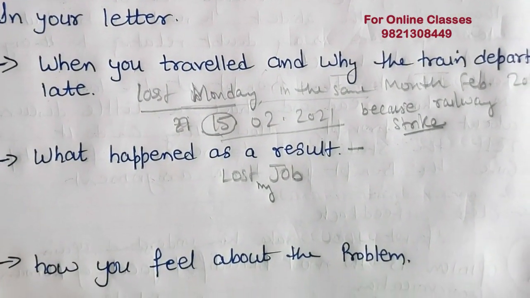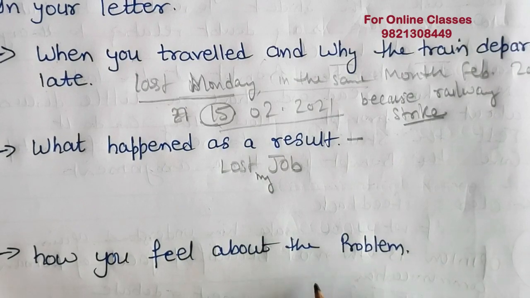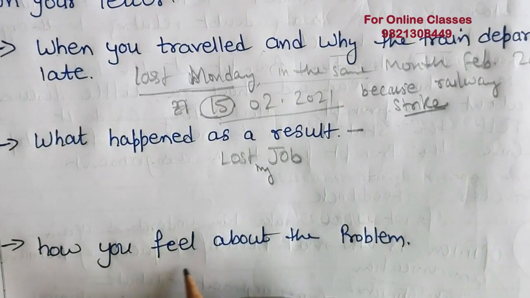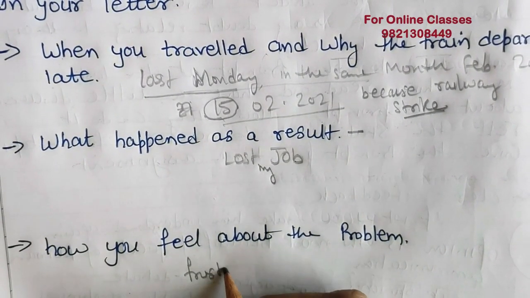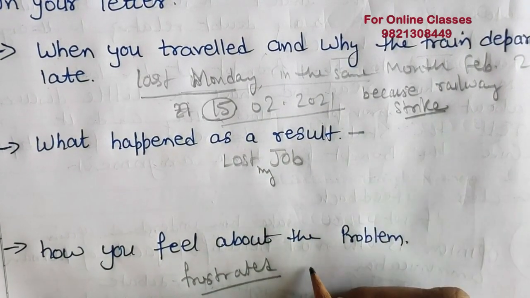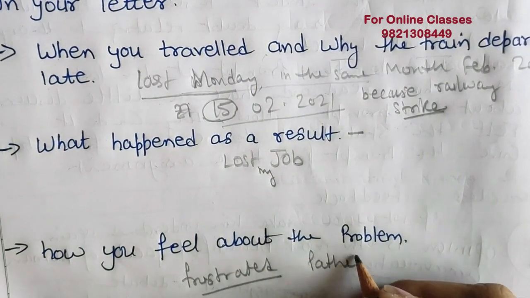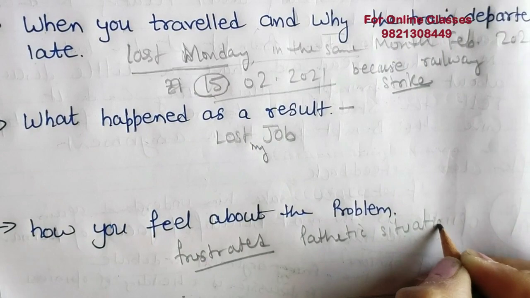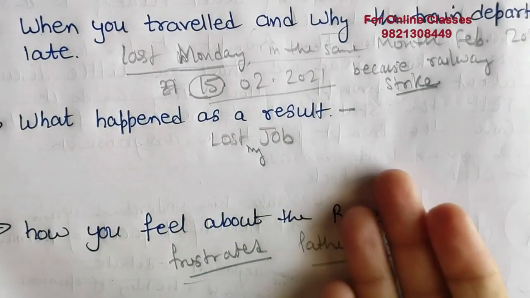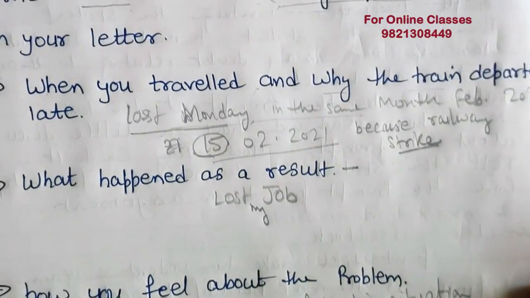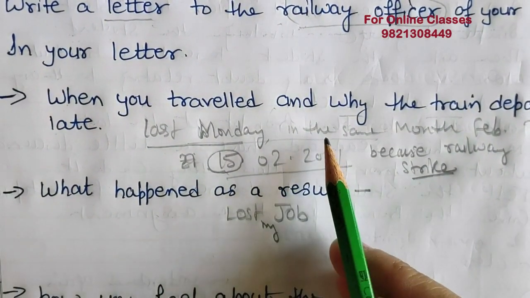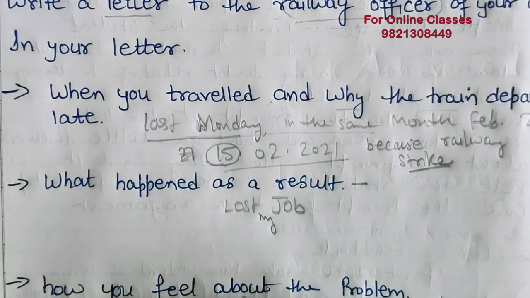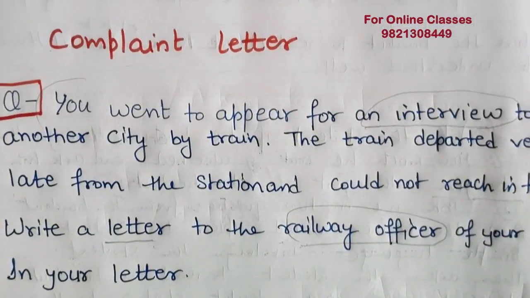And the third bullet point is how you feel about the problem. Of course you had lost an opportunity to get the job in a reputed company, so I feel very frustrated. A pathetic situation has been created in my life. You can write like this. You can plan your essay like this, but you should keep in mind you should cover all the key points, all these bullet points, otherwise you won't be getting good bands. Let's start our letter.